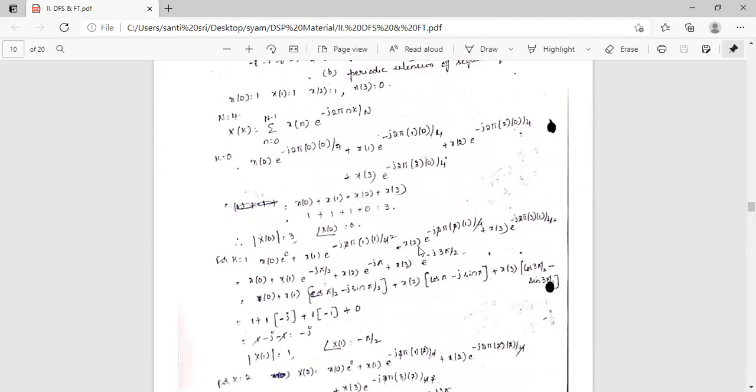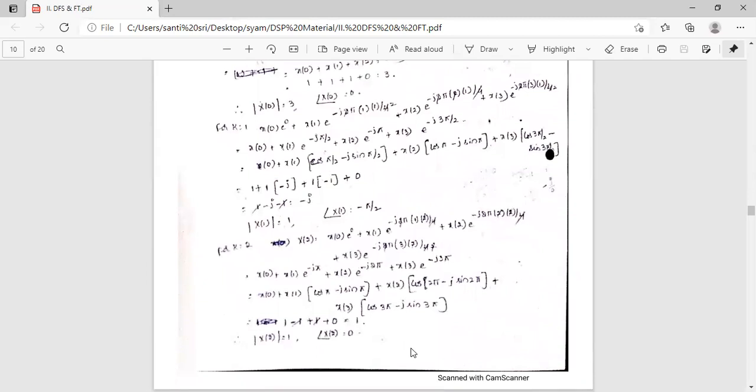So X of 0, X of 1. Mod X of 0 is 3, and here the phase angle is 0. Similarly, for k equal to 1, it is 1 minus j, so the angle is pi by 2. Mod X of 1 is the square root of the real part squared plus the imaginary part squared, that is 1 plus 1. Then for the phase, it is tan inverse of b by a. The imaginary term is there, so tan inverse infinity, that is minus pi by 2.